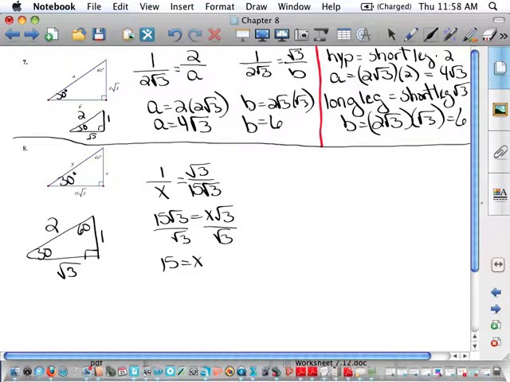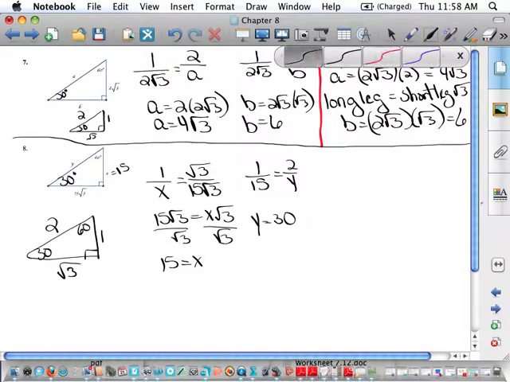Then once you know the short leg, it's pretty easy to find the long leg. So now this is 15. So if I take the relationship between the short leg, 1 is to 15 as 2 is to y. Cross multiply, you'll get that y is equal to 30.